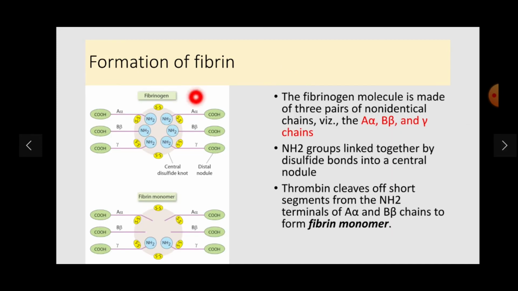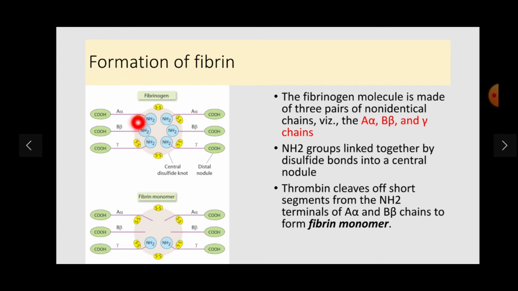Here we can see the structure of fibrinogen. Fibrinogen is factor 1. Fibrinogen is a plasma protein with a molecular weight of 340,000 Dalton. Fibrinogen contains A alpha, B beta and gamma chains. They are linked to the central nodule with the amino terminal, and these amino terminals are linked together with the disulfide linkages.